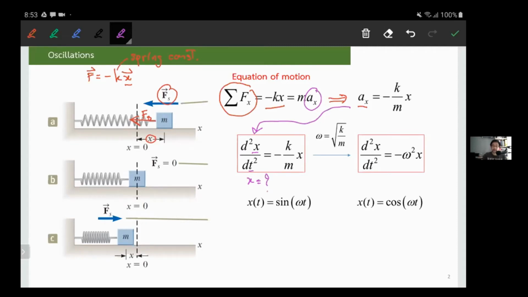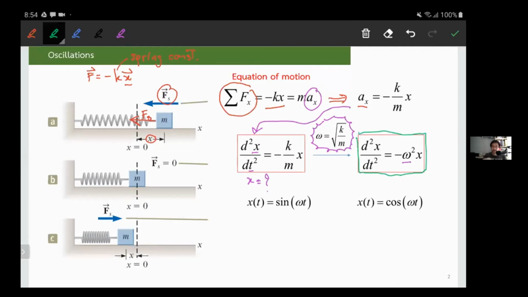Now to make things a little bit cleaner, because I don't want to keep writing k over m, let me just call k over m omega squared for now. I'll come back to this later. This is a very important naming. However, for now, let me just call the factor in front of x omega squared. So my attention goes to this: how can you solve this equation, the green box right here?